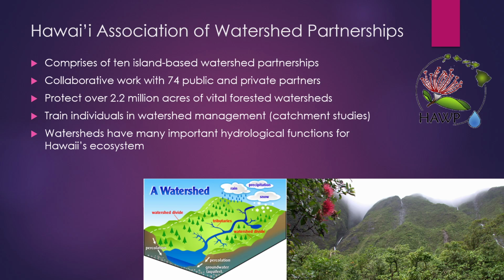Finally, Hawaii Association of Watershed Partnerships is the last organization we'll discuss. This organization oversees the quality of watersheds across 10 islands. Watersheds have important hydrological functions in our ecosystem on the islands. Watersheds help to conserve water, provide support to streams, rivers, lakes, and groundwater sources, as well as provide healthy soil for crops and livestock, while also providing habitat for other organisms.